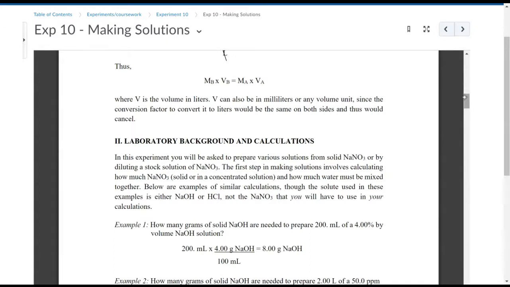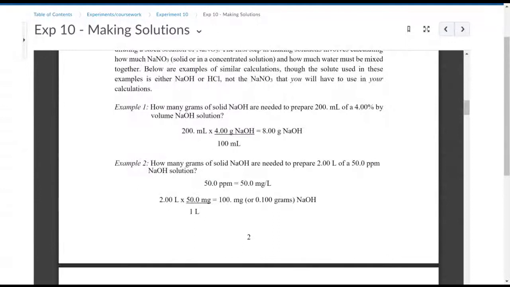For the calculation, we have an example. How many grams of solid sodium hydroxide are needed to prepare 200 milliliters of 4.00% by volume sodium hydroxide solution? Now, if you say 4%, what does it actually mean? A 4% solution means 4 grams of sodium hydroxide in every 100 milliliters of the solution, right? So you have a ratio. For every 100 milliliters, you have 4 grams of sodium hydroxide.